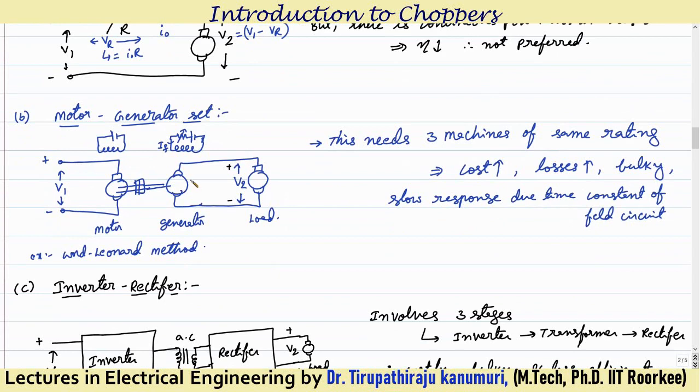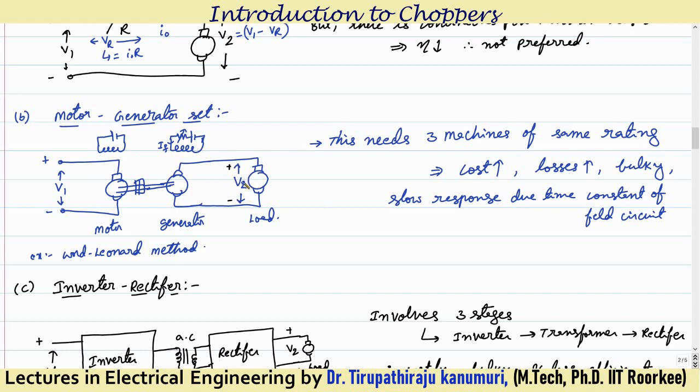Then the second method is the Ward-Leonard method, or using a motor generator set. In this case, the fixed supply voltage is given to a motor. By controlling the field of this motor, we can control the speed of the rotor. This rotor is mechanically coupled to a generator. For this generator again, we can control the field. By controlling the field and the speed of this shaft, we can control how much EMF is generated by this generator. The generated voltage is given to our load or the drive. That means by controlling the field, we can easily control the voltage supplied to the load.